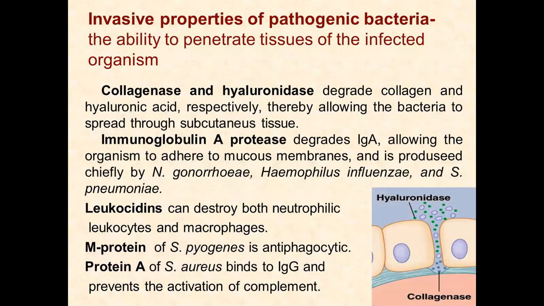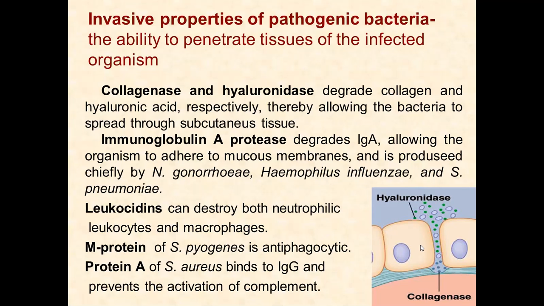Invasive properties of bacteria are their ability to penetrate tissues of the infected organism. Bacteria possess some enzymes which are the source of invasiveness. Firstly, it's collagenase and hyaluronidase, which degrade collagen and hyaluronic acid respectively, and thereby allow bacteria to spread through submucous tissue, like you see in this diagram.